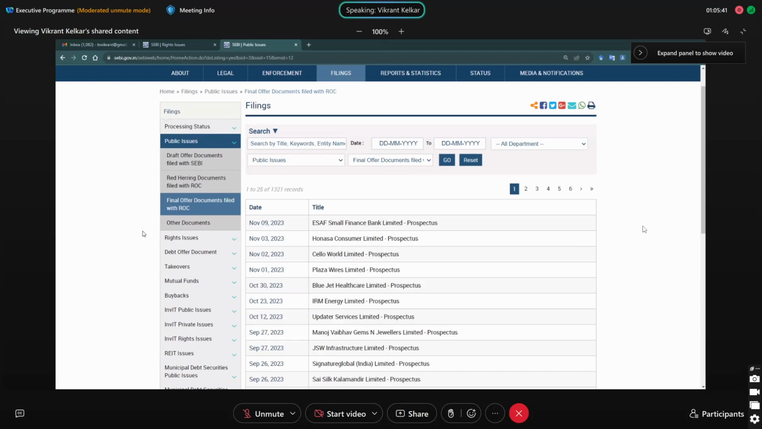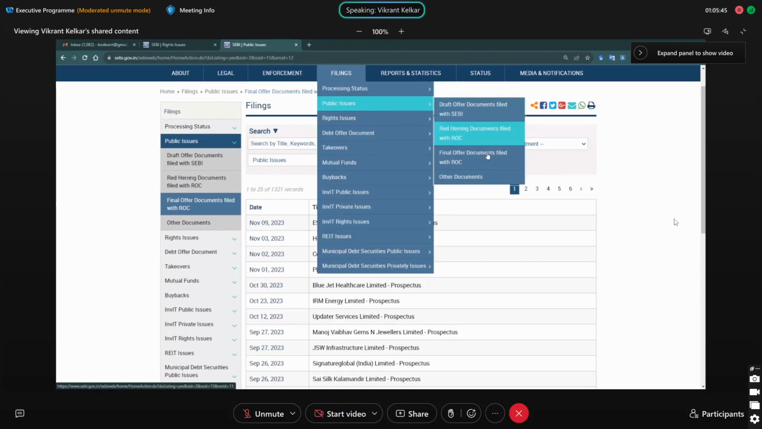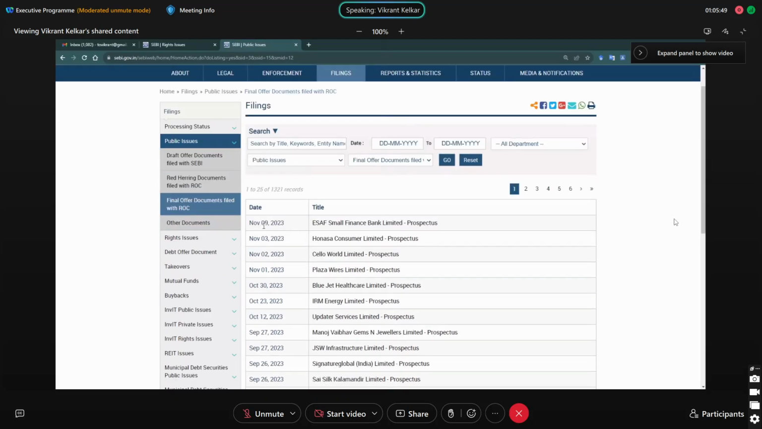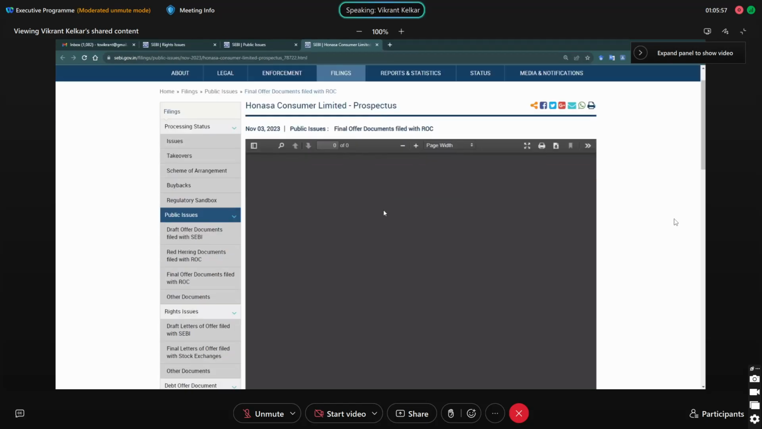Again, the final offer, correct? Public issue, the final offer. So let us have a final look on a final offer. November 9, EASF Small Finance Bank, Onsa Consumer Limited. Let us look on this. So this is the final offer document.